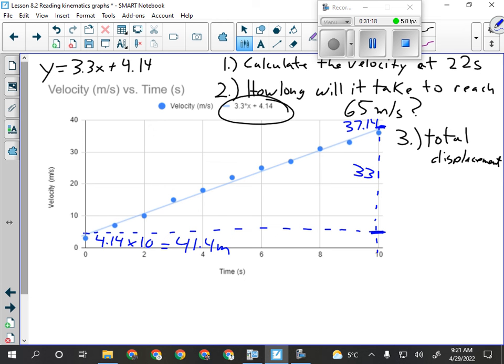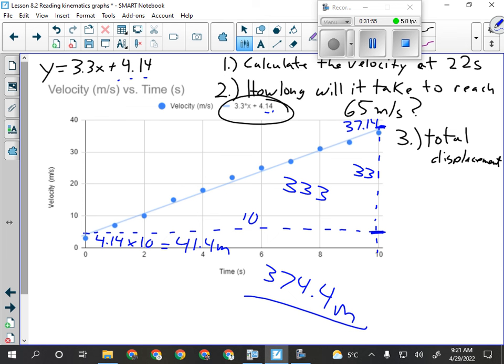So 33, and this is 10 seconds, so that's going to be 333. Okay, 333 plus 41.4 should be 374.4. Is that right? I think I shouldn't do math in my head. How many times have I said that? A lot. I've been right a number of times, but I shouldn't do it all the time. Oh, it's the y-intercept. I got it from my equation. It says the line goes through the y-axis here, so that's the height of the rectangle.